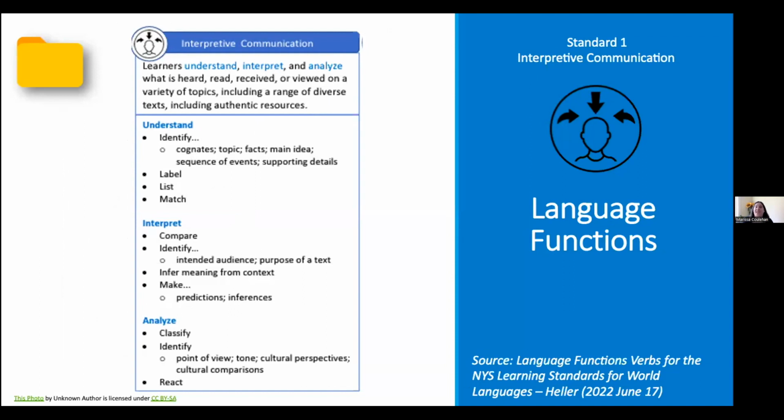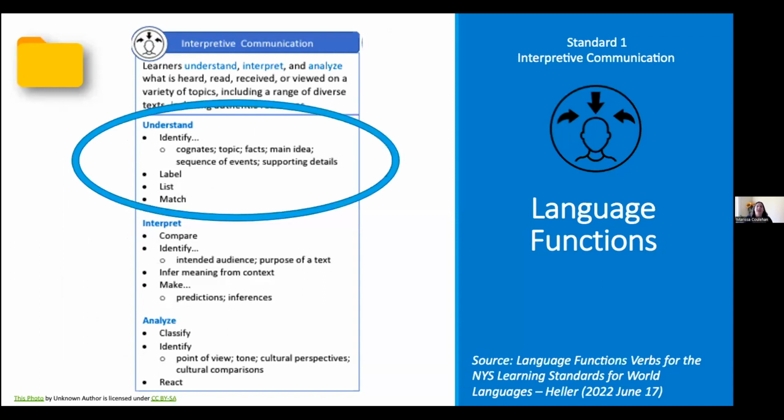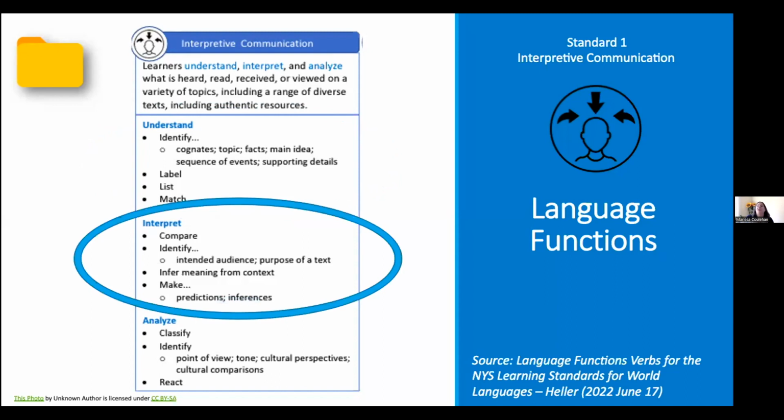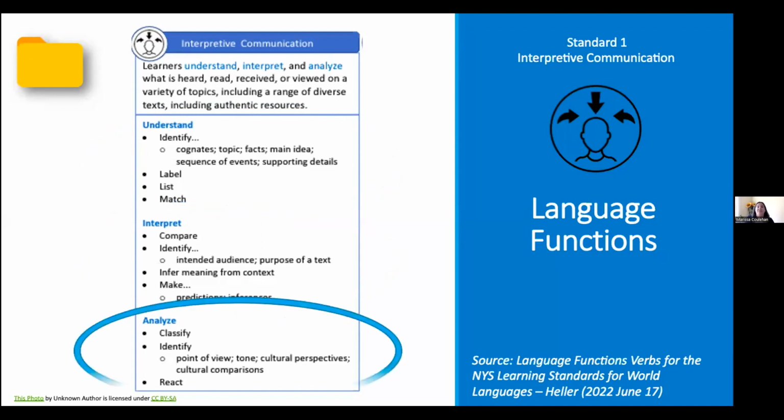And you might notice some things that you are already doing with your students, right? So if we think about it, can students understand? What's another way of understanding? Show me, identify, label, list, match. You're most likely already doing those things in your FLES classes. If a student is interpreting, they might be comparing, identifying, and inferring, or maybe making predictions. I like to do that a lot with my classes. And lastly, if they're analyzing, maybe they're classifying or identifying something else or reacting to something. So I just wanted to call your attention to how you're probably already doing a lot of these language functions.